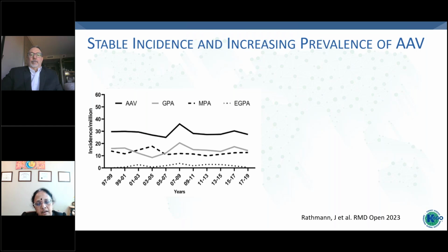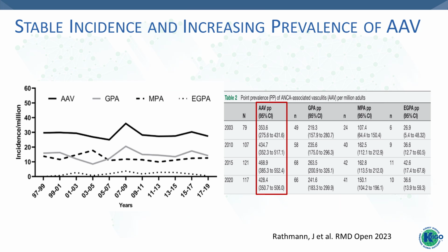This slide shows a study from southern Sweden, where they looked at the incidence and prevalence of ANCA-associated vasculitis over a 23-year period. What you see is the incidence, stratified by 3 overlapping years, which has essentially remained stable over the last 20-plus years. However, the prevalence of ANCA vasculitis has steadily increased, which essentially reflects improvement in both treatment options as well as patient survival.